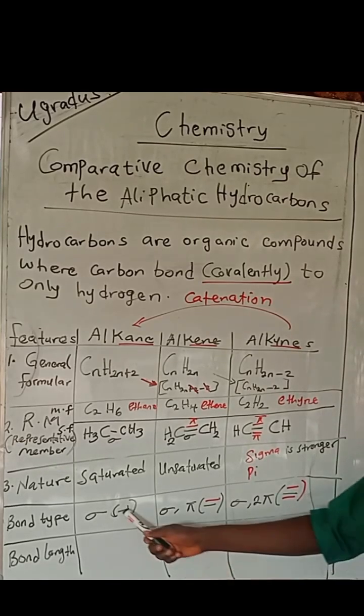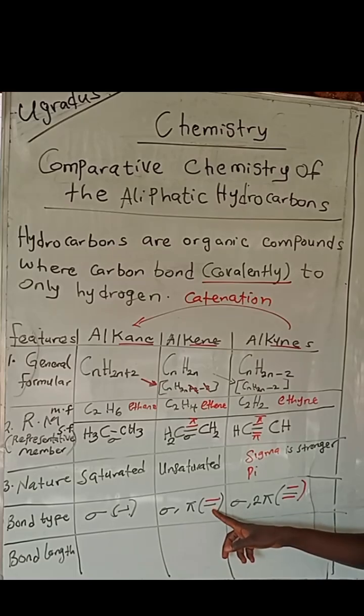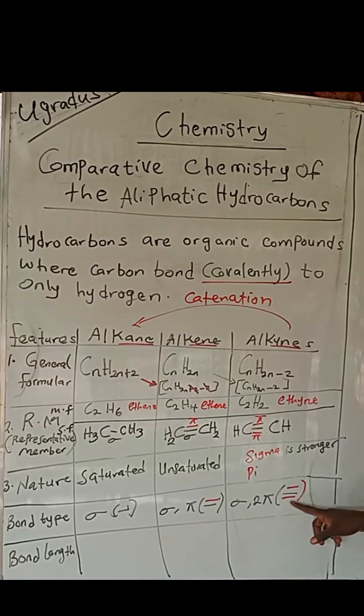You notice that alkane does not have a pi bond. No alkane compound has pi bond. But for the very first time, pi bond will occur when you have a double bond, and pi bond will occur when you have a triple bond. In terms of pi bond, alkyne compound has more pi bond than other compounds.